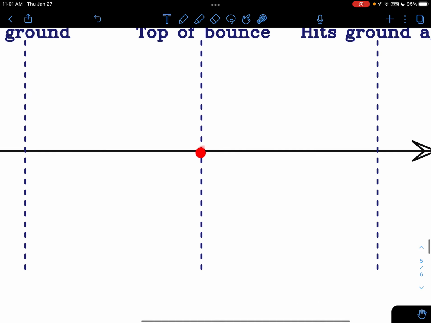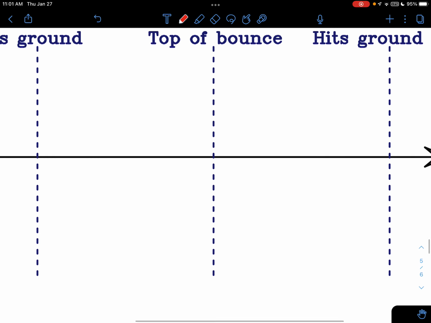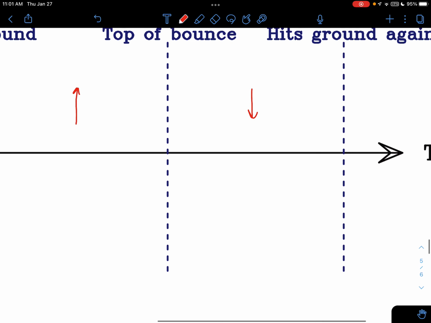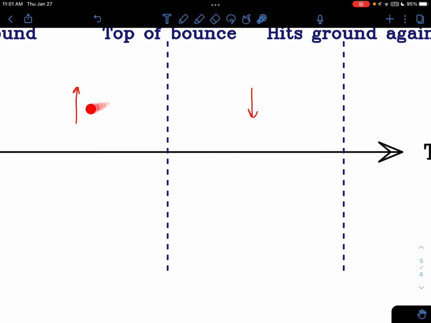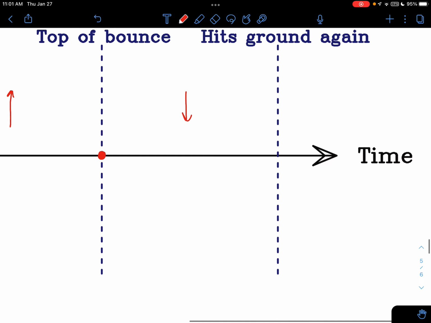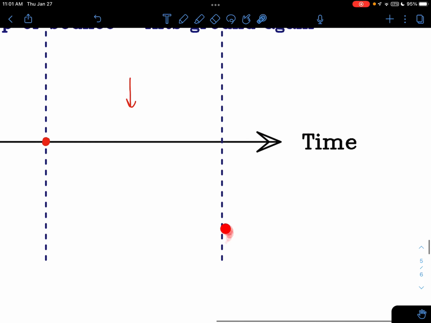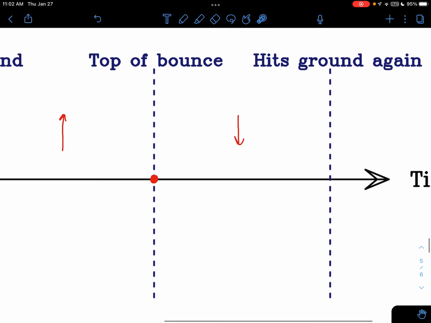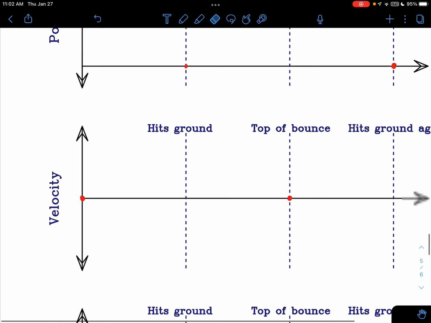And at the top of the bounce, it's going to be going positive, and then it's going to be going negative, so for a split second it has to switch between positive and negative. So at the top of the bounce, it's going to be zero for a split second, right? And then when it hits the ground again, it's going to be going towards negative. It's going to be negative again because it's going back towards the ground, right?